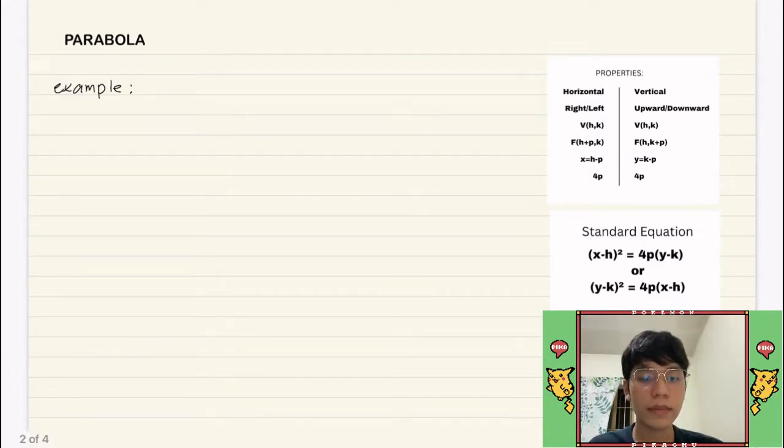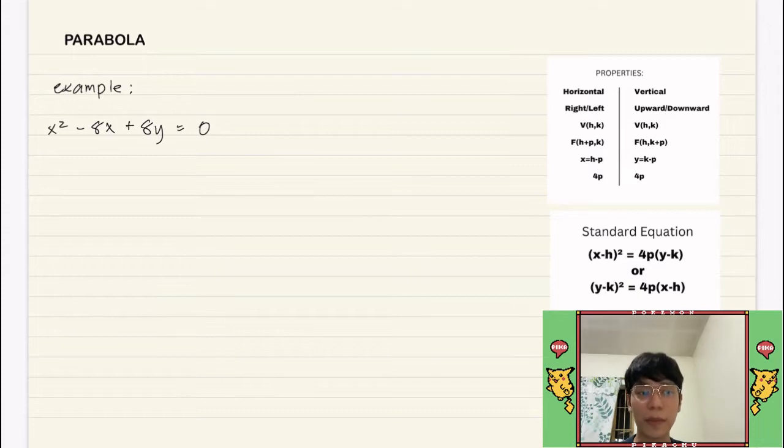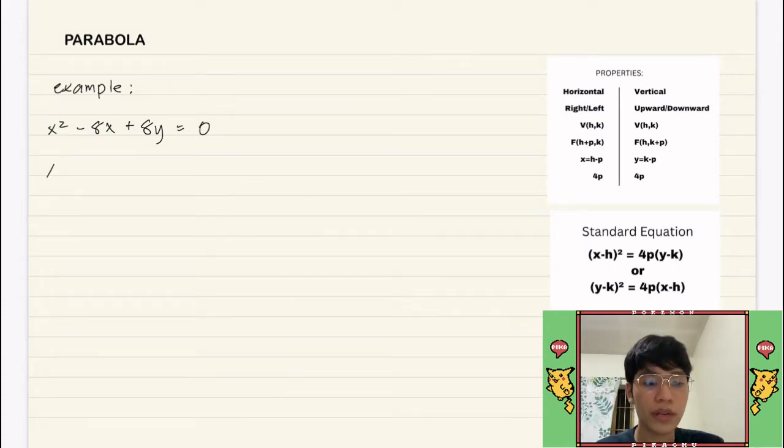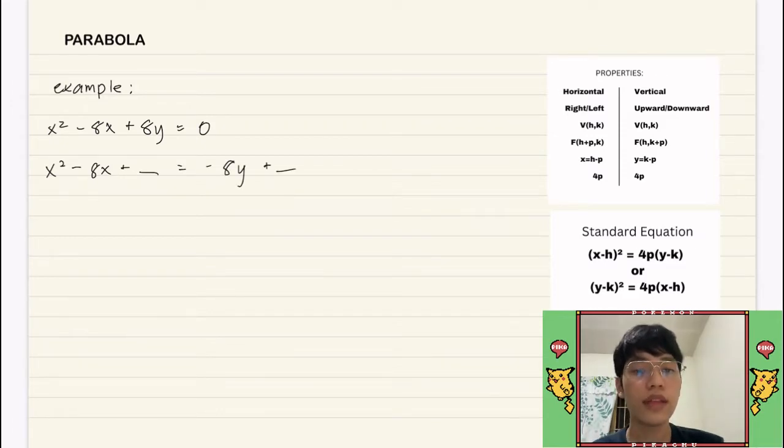So first example is x squared minus 8x plus 8y equals 0. So in order to identify the properties of this equation, we must convert it first into the standard form. First step is to group the numbers with the same variables and transpose the others into the other side. So we now have x squared minus 8x plus blank equals -8y plus blank. So next, we must find a perfect square number to fill in the blanks.